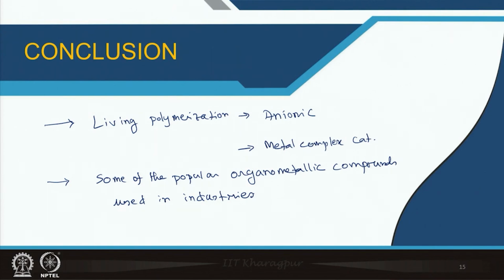In the next class we will discuss the unique properties of organometallic compounds, which will be beneficial to understand the polymerization by metallocene based catalysts. We will try to understand how the metal center and the ligand govern organometallic reactions and mechanisms, which will be very helpful to understand the polymerization mechanism. Thank you.